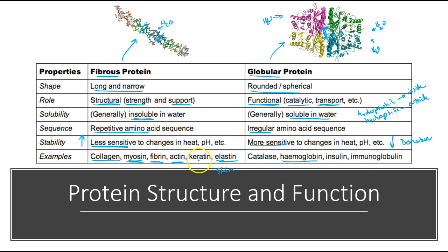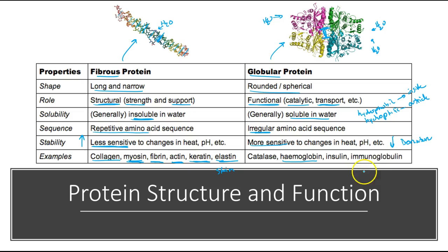Keratin is the main protein component of hair and feathers. So we have all of these different examples, from our skin to our hair to our cell cytoskeleton support system to muscle fibers, and also the ability for blood to clot.